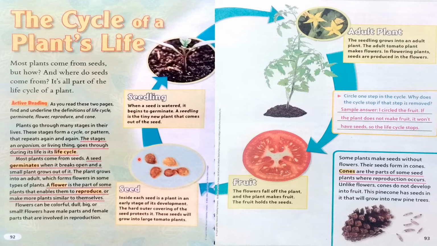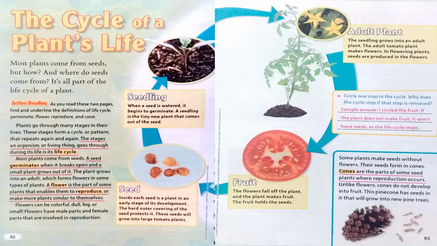Most plants come from seeds. A seed germinates when it breaks open and a small plant grows out of it. The plant grows into an adult, which forms flowers. A flower is a part of some plants that enables them to reproduce or make more plants similar to themselves.